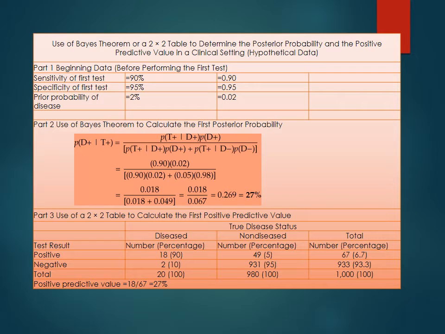So again, looking here at the test, the sensitivity of the first test is 90%, specificity is 95%, so we know that our false positive error rate is 5%, and the prior probability of disease is 2%. When you put that all the way through, you end up seeing that you have a positive predictive value of around 27%.